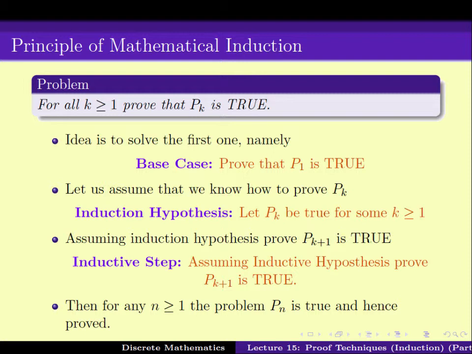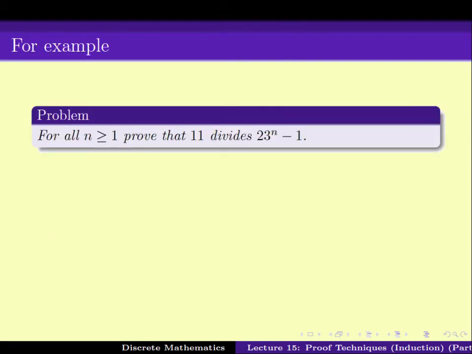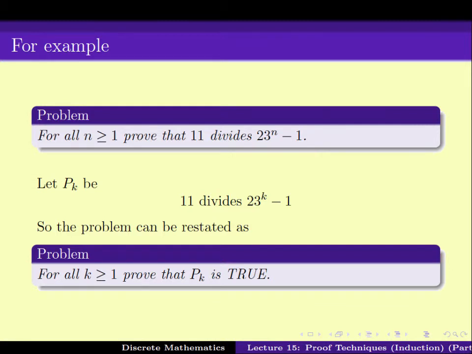So in the last class we saw one particular example of how to use mathematical induction for proving the sum of the first n integers is n into n plus 1 by 2. In this video, let us look at a second one. Now to prove this statement, this problem of 11 divides 23^n minus 1, of course we have to follow the three basic steps, namely give a base case, induction hypothesis and inductive step.